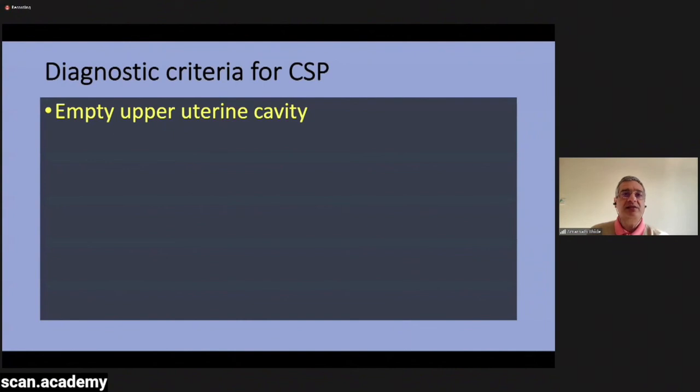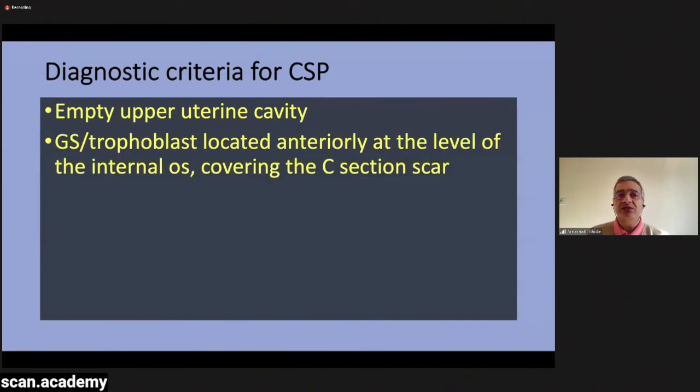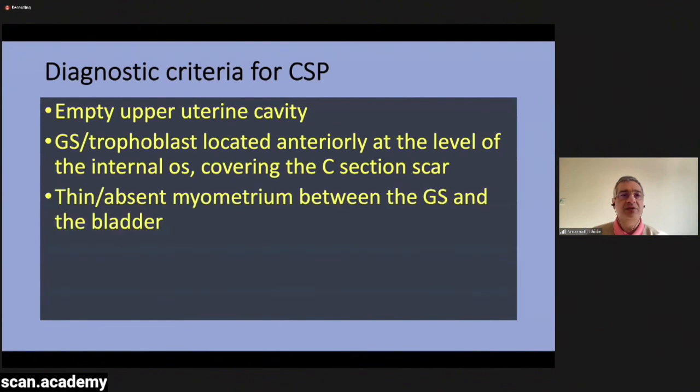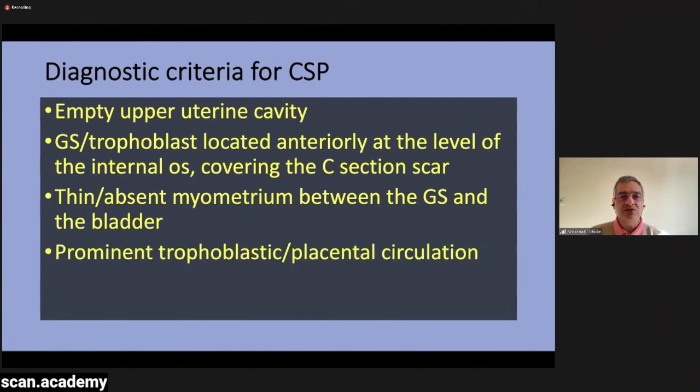Right at the beginning, let's revise the diagnostic criteria for cesarean scar pregnancy. To begin with, we weren't quite sure as to what the diagnostic criteria should be. But now the diagnostic criteria are fairly uniform and well recognized: the upper uterine cavity should be empty. The gestational sac or trophoblast should be located anteriorly at the level of the internal os, covering the cesarean section scar. The myometrium between the gestational sac and the bladder should be thin or absent, and there should be prominent trophoblastic or placental circulation around it. Finally, the endocervical canal should be empty. So these are the criteria which have been used for calling a pregnancy a cesarean scar pregnancy in the majority of the publications that I have seen.